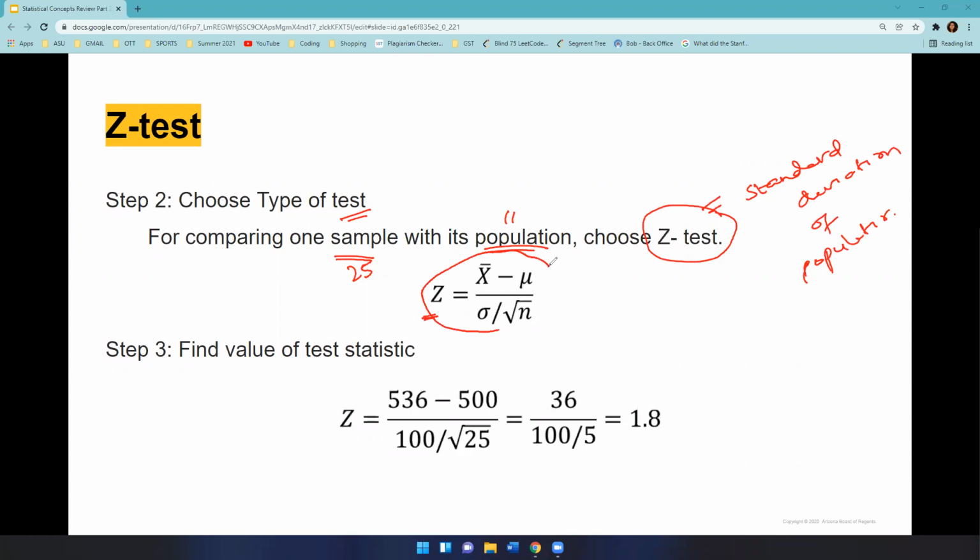So this is the z-statistic, the z-value, which I was talking about. This is the formula. This is the sample mean, this is the population mean, this is the standard deviation of the population, and this is the number of samples. Since we knew all these values, we could go ahead and do the z-test. So we put in the values: 536 was the sample mean, 500 was the population mean, this was the standard deviation, and we had 25 students as the number of samples, and we got the value 1.8. So this was the third step, find the value of the test statistic. We just got the z value as 1.8.